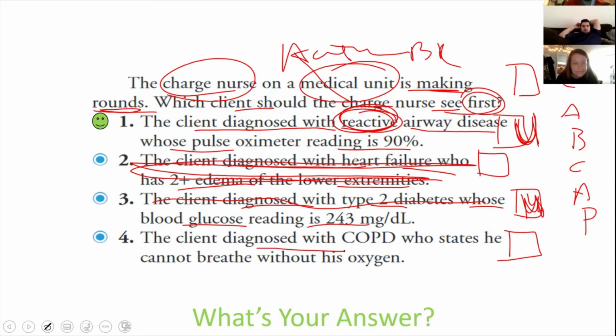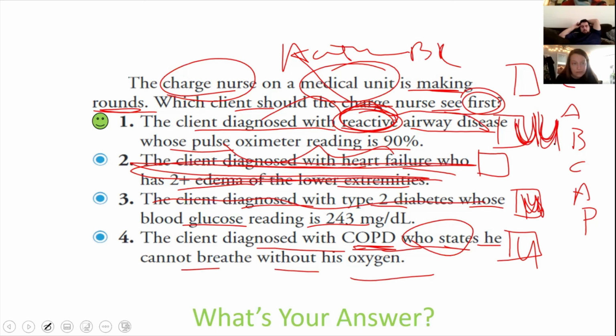All right, so diagnosed with COPD, who states he cannot breathe without oxygen. Expected. Okay, well, maybe it's unexpected. I don't know, so keep it. All right, so the next thing, is this expected or unexpected? Diagnosed with reactive airway disease whose pulse ox is low, expected or unexpected? Unexpected. Okay, so keep that. Then we move down. Client diagnosed with type 2, whose blood glucose reading, that's expected. So we get rid of that.